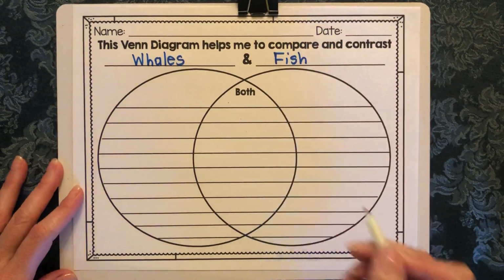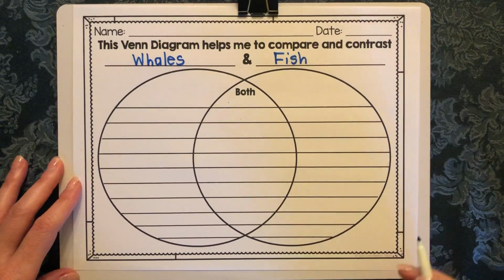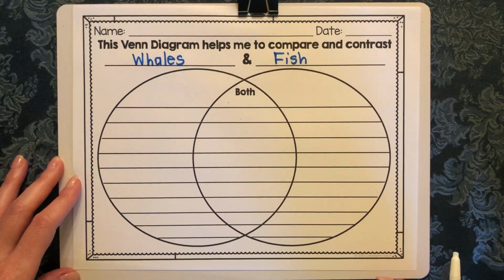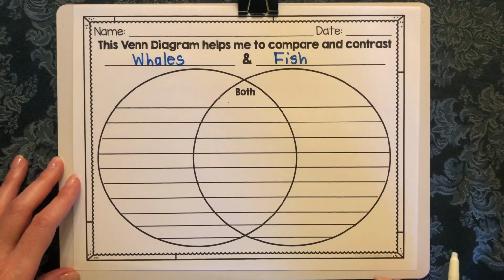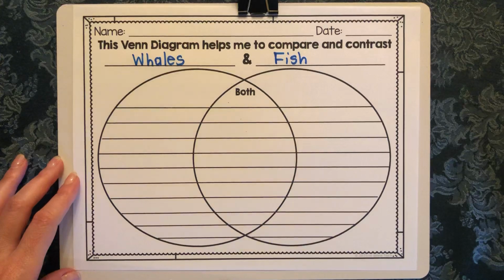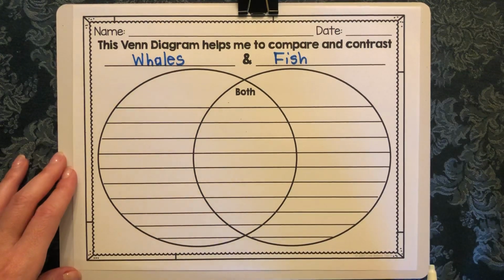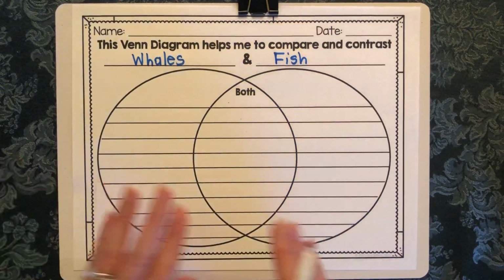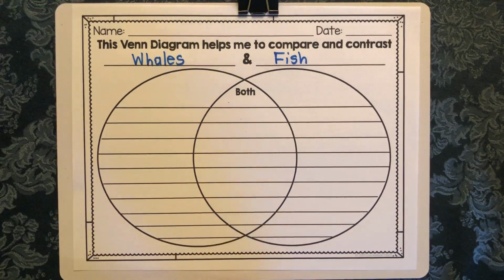Let's talk about the different characteristics of whales and fish. A characteristic is something that's used to describe something. So let's talk about the different characteristics of whales and fish. What is it that whales have? What are their characteristics? And what do they both have in common?